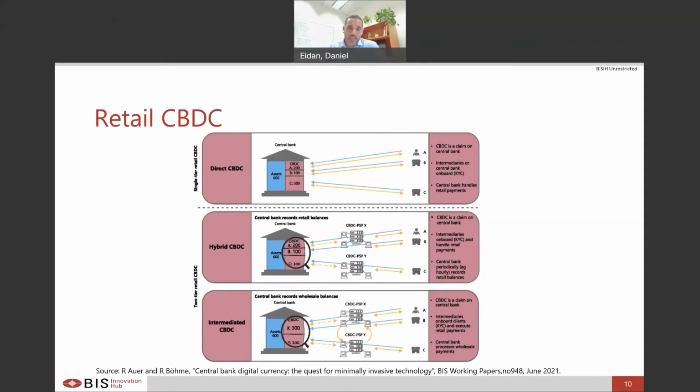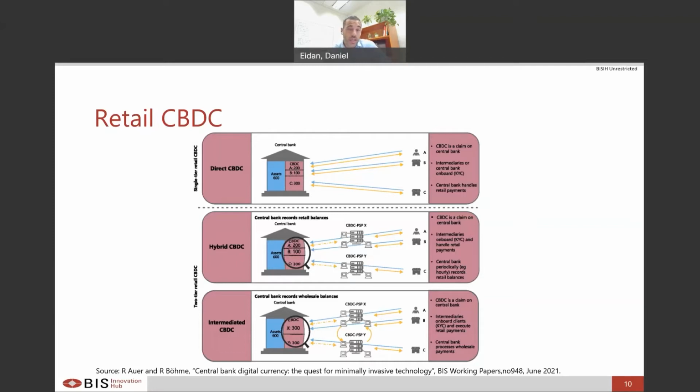The yellow line represents the liability of the instrument. When you hold a piece of cash, that represents a liability of the central bank. When you hold a bank deposit, that represents a liability against the bank, not against the central bank. The blue line represents the liability, and the yellow line represents the operational relationship.